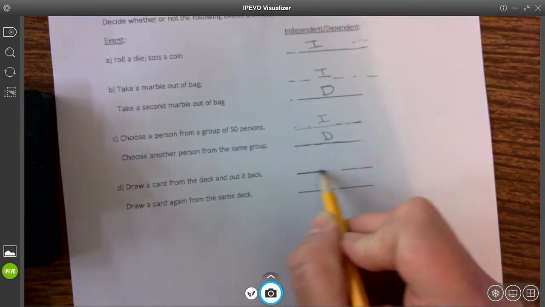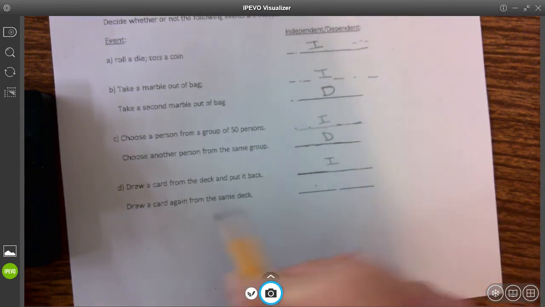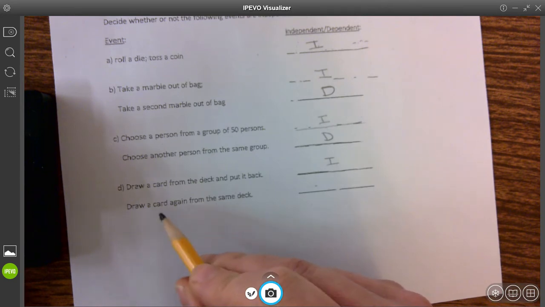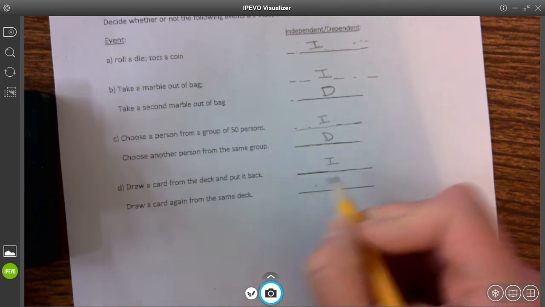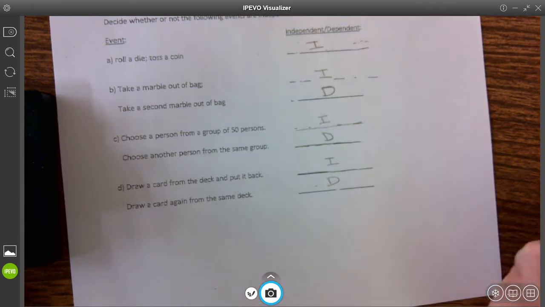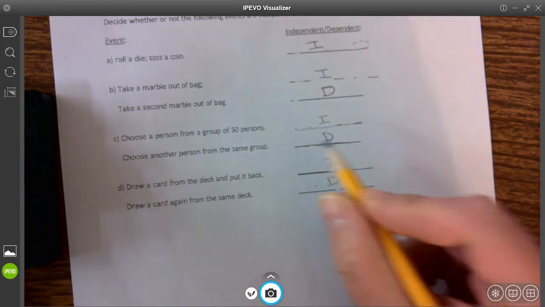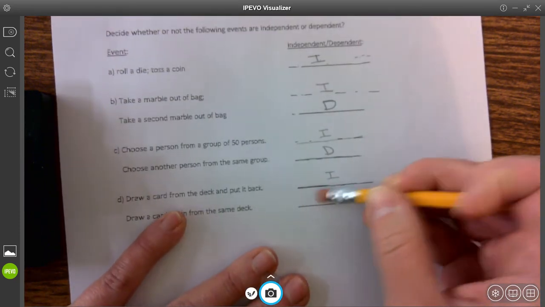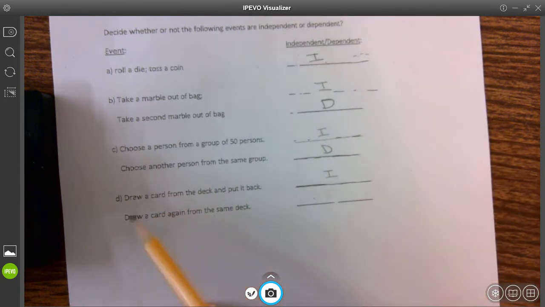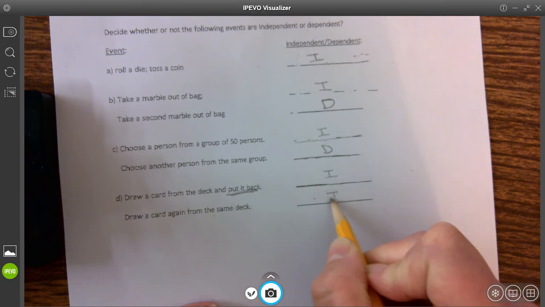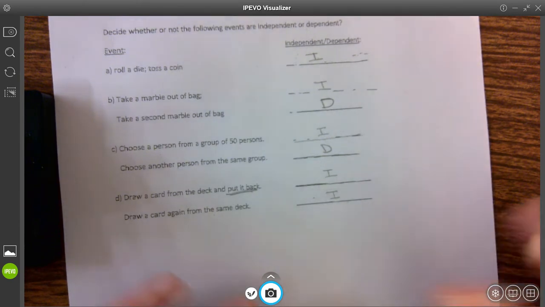I draw a card from a deck. Well, I didn't put it back, so I draw a card again from the same deck. I don't have 52, I now have 51. Oh, I put it back. I'm sorry. That would be if you didn't put it back. If you put it back, it's like you reset, and so the next card would be independent because you go from 52 cards to 52 cards.